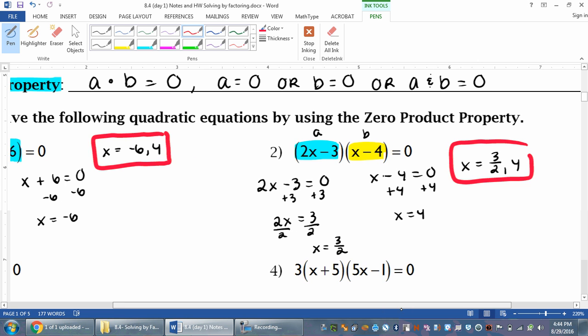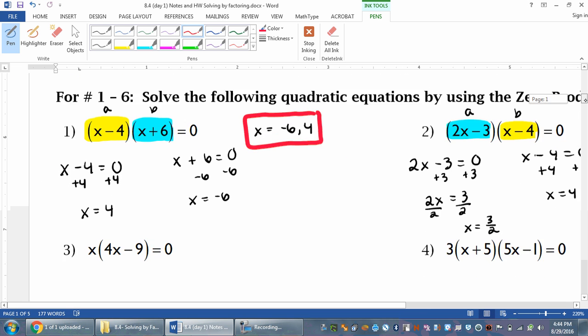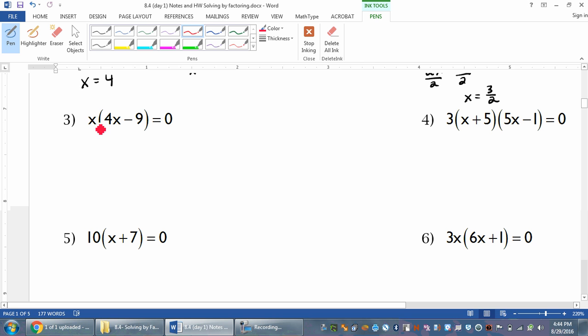All right. If you look at number 3, you notice I don't have two binomials. I have a monomial times a binomial. If you recognize, look, that was a GCF, so both of them had an x, so I factored out x. That's how I factored 3 to begin with. So I have x times 4x minus 9 is equal to 0. Well, if I set the first term equal to 0, can x equal 0? Is 0 a number? Hopefully you're saying yes. Yes, you can have x equal to 0.